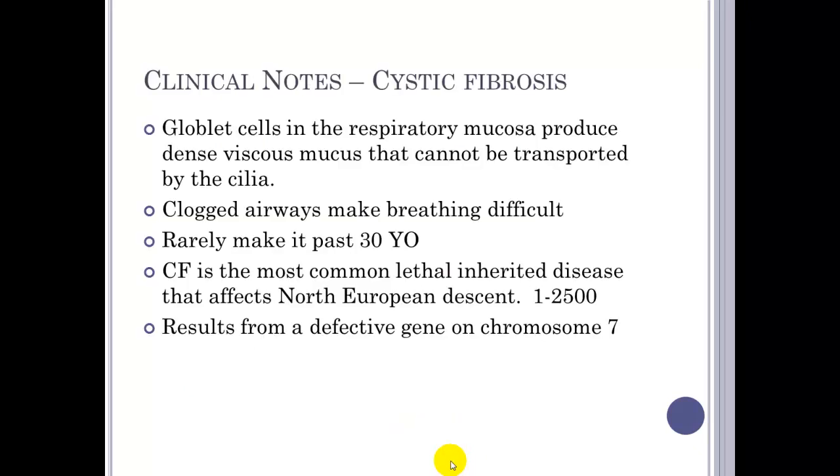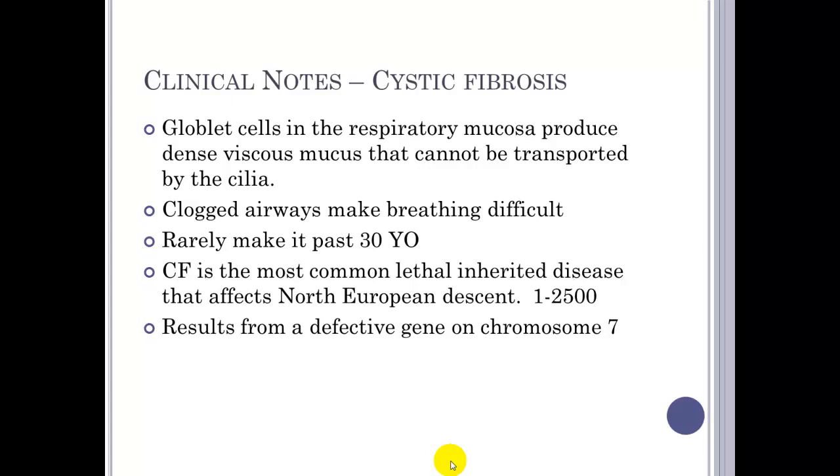Clinical notes: cystic fibrosis. Goblet cells in the respiratory mucosa produce dense viscous mucus that cannot be transported by the cilia, and the cilia are what actually move mucus and allow us to cough it up. They're finger-like projections that happen in the lungs. Cystic fibrosis is a congenital malformation that makes them make very, very thick viscous mucus. Clogged airways make breathing difficult. Rarely make it past 30 years old.